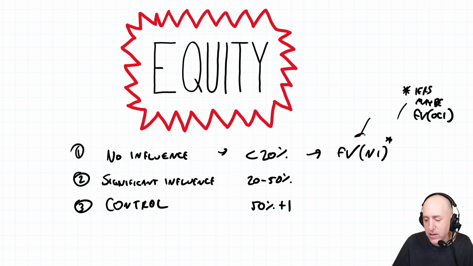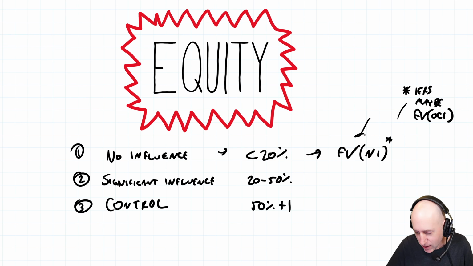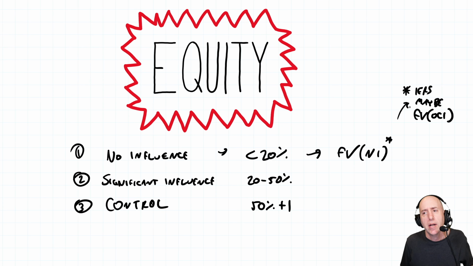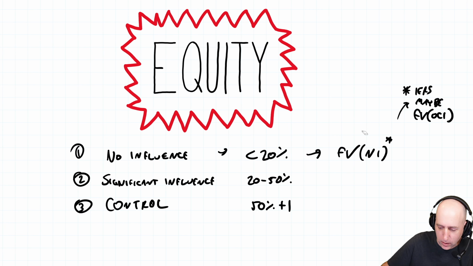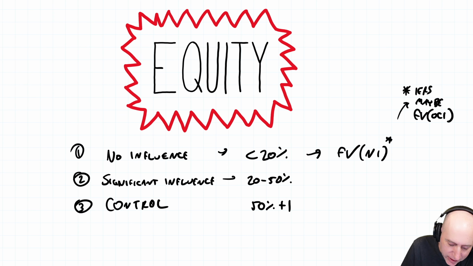IFRS generally is going to be the same as US GAAP, same as, just the normal method is fair value through net income. IFRS can make a special election to state their no influence investments fair value through OCI, again, under certain criteria. We'll go through it in this chapter, but primarily that's what we're looking at, fair value through net income. What about if I have significant influence in the company?